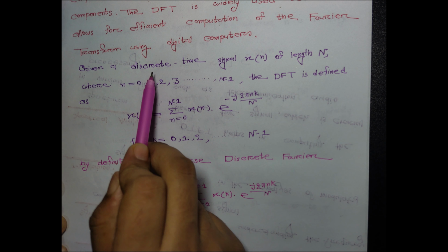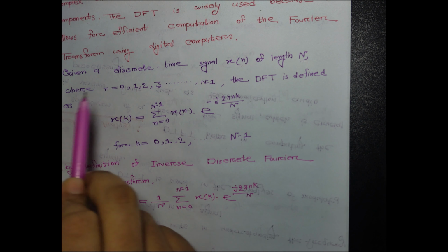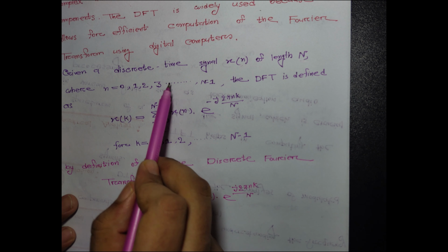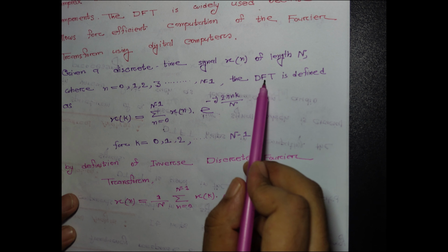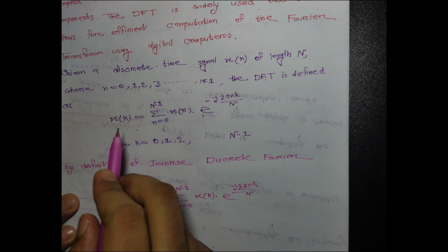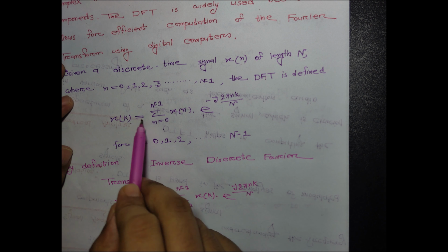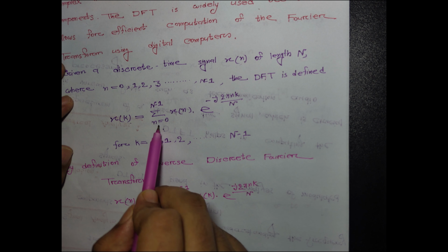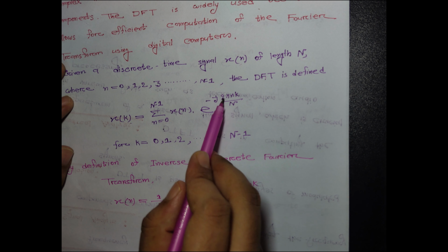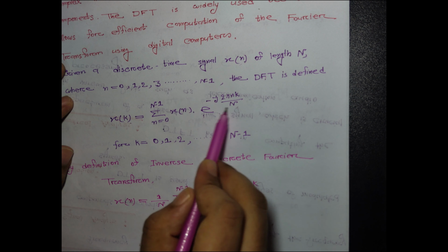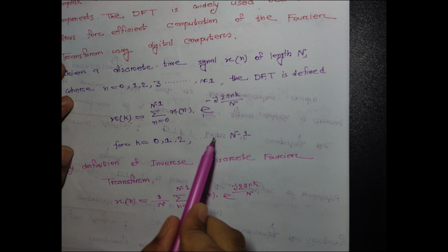Here, given a discrete time signal x[n] of length N, where n equals 0, 1, 2, 3, ..., N minus 1, the discrete Fourier transform, or DFT, is defined as X[k] equals the summation from n equals 0 to N minus 1 of x[n] times e to the power minus j 2 pi n k divided by N, for k equals 0, 1, 2, ..., N minus 1.